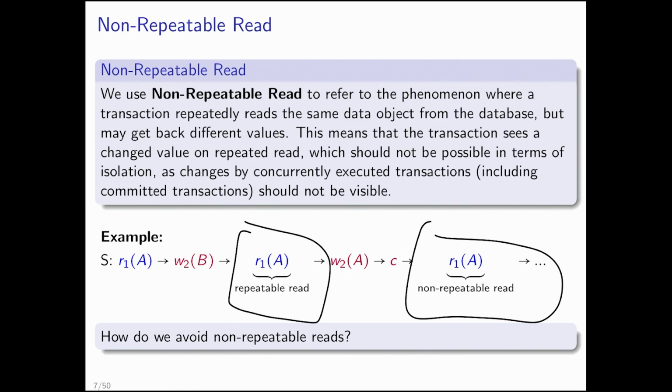Whatever you read, the transaction should always read the same stuff. Well, you have to pretend to the transaction that it reads the same stuff. But if someone modifies it concurrently, we have to make sure that transaction 1 still will read the old stuff. That's how we need to fix non-repeatable reads.